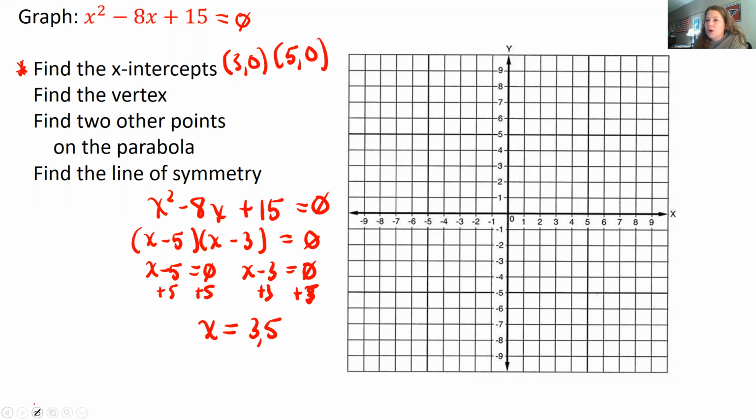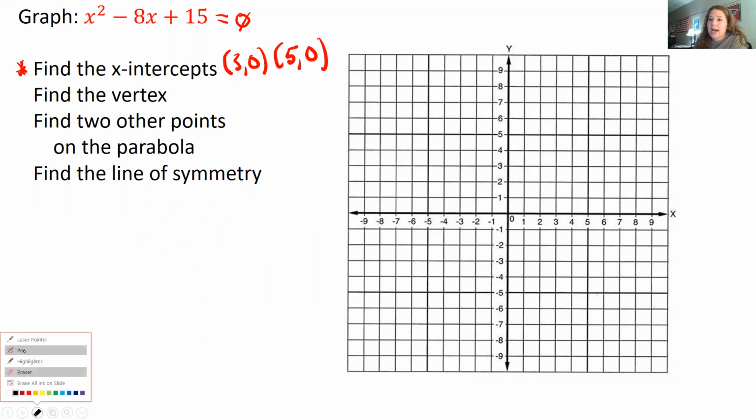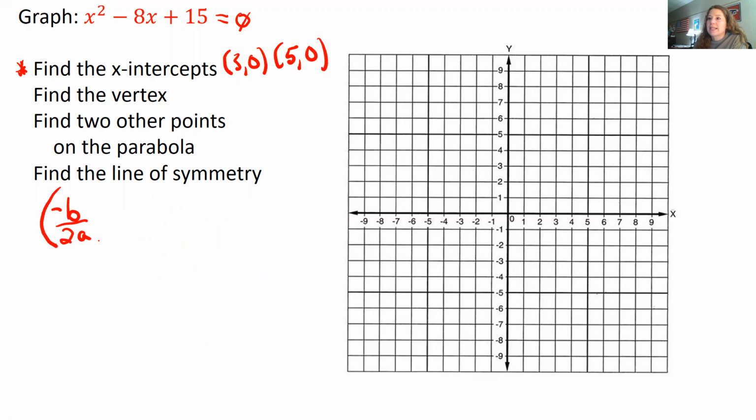Okie dokie. All right, so now we're going to find our vertex. So first of all, is this a parabola that opens up or a parabola that opens down? So hopefully you know it opens up because our leading coefficient is positive. So to find the vertex, we're always using negative b over 2a. That's the x value of our vertex. And then we plug in to find our y value. So our a is 1. Our b is negative 8.